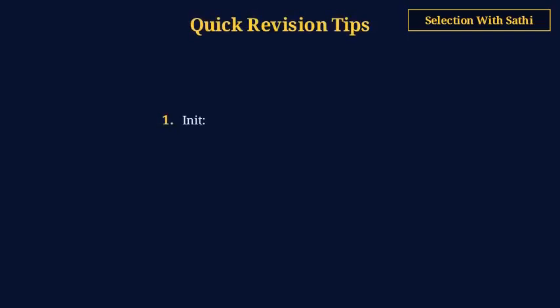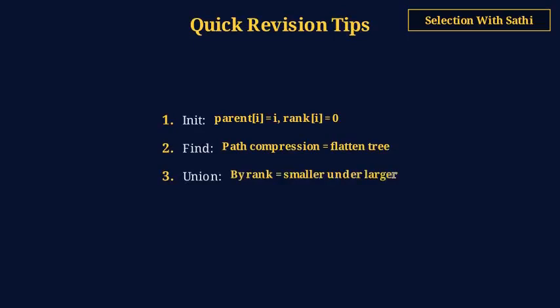Quick exam tips. First, with both path compression and union by rank, the amortized time per operation is O(alpha n), which is inverse Ackermann. For all practical purposes, this is constant. Second, union by rank and union by size give the same asymptotic bound. Rank tracks tree height, size tracks element count.